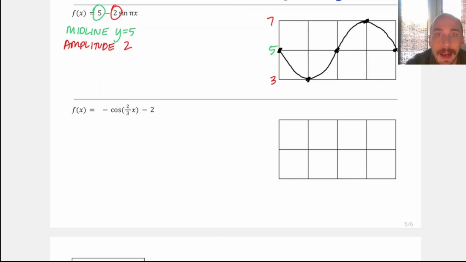Okay. Then I'm going to think about the phase shift. I don't see x added or subtracted to anything on the inside of the sine, so the phase shift is going to be 0, and that'll be where my window is starting.